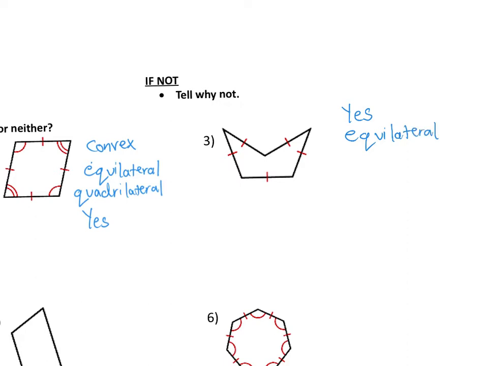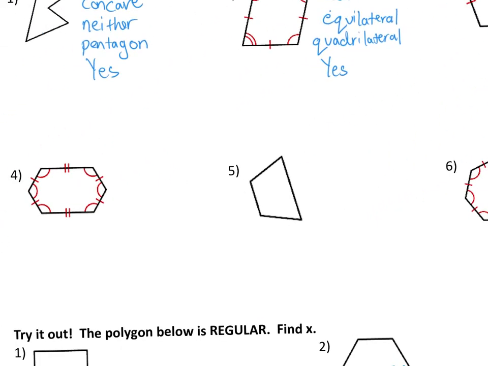It is also making a cave, so it is concave. And it has 1, 2, 3, 4, 5. So it is a pentagon. Let's go and try the next one.